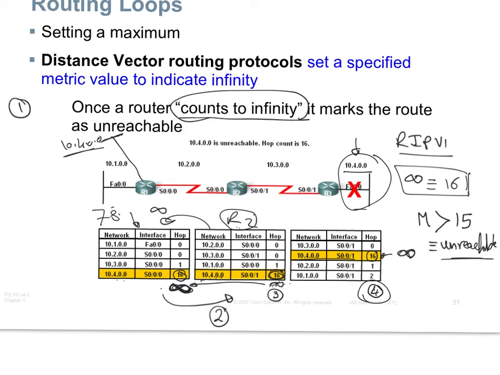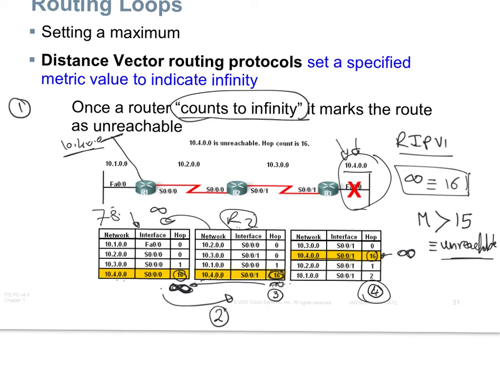So even with this count to infinity issue, if I set the infinity to 16, this means that I need at maximum 16 bounces until I reach a metric equal to 16, and this route will become unusable on every single router in the network, and the network will be fine, will be stable, and of course the routing loops will not happen.